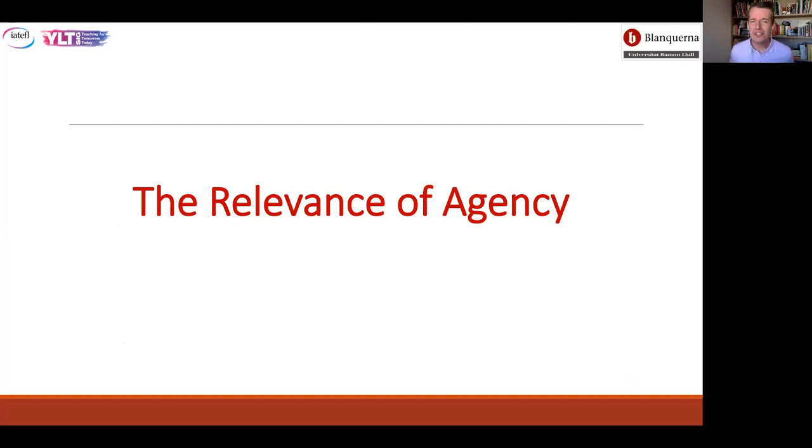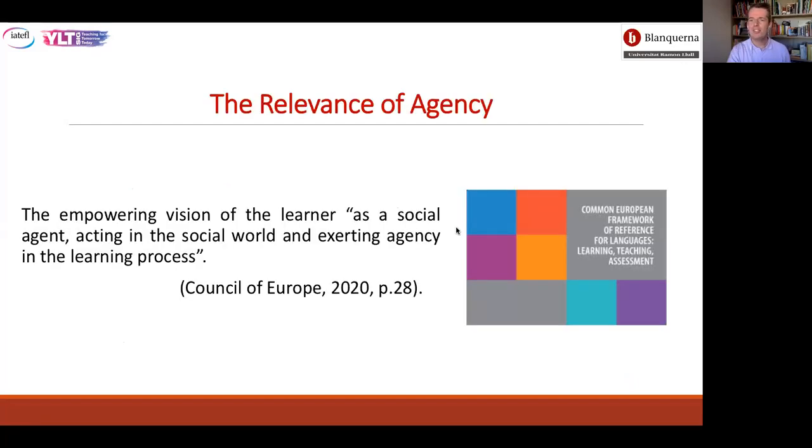There we go. The relevance of agency. Now, agency is a very widely discussed topic, and it is often mentioned, for example, in the Common European Framework of Reference for Languages, where it is even included in the main objectives. As the framework states, there should be an empowering vision of the learner as a social agent, acting in the social world and exerting agency in the learning process. Even though agency is given this huge importance, curiously, within this framework from 2020 and the companion volume from 2018, agency is not further explained or described, and it's not explained how exactly we can include this in our classroom. So this is kind of strange, so to say.